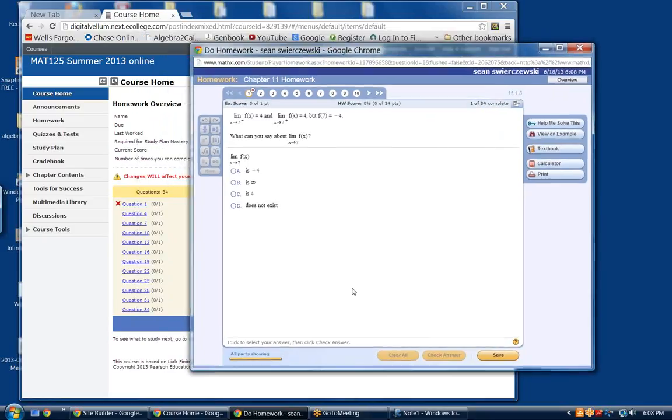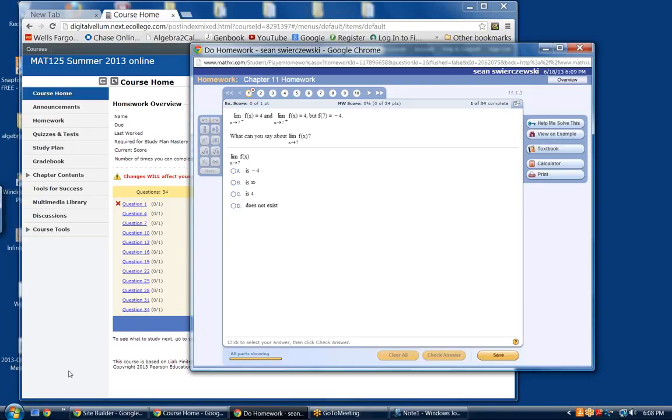Okay, what have we got here? Limit of f of x is equal to 4 as x approaches 7 from the left. But the limit of f of x is equal to 4, but f of 7 equals minus 4 as it approaches 7 from the right. So what can you say about the limit of f of x as it approaches 7? What is it equal to? So I've actually never even dealt with these. So this is all Russian to me.